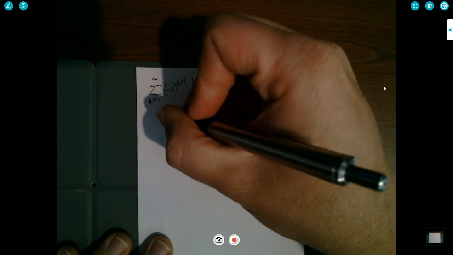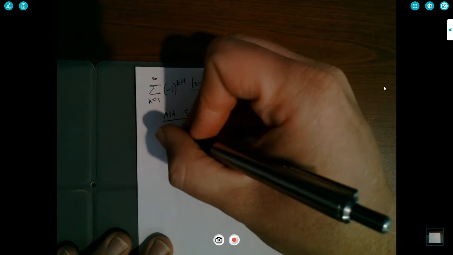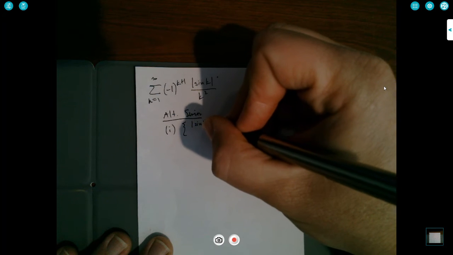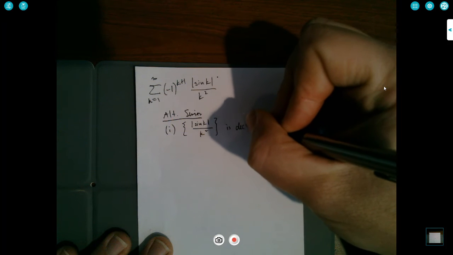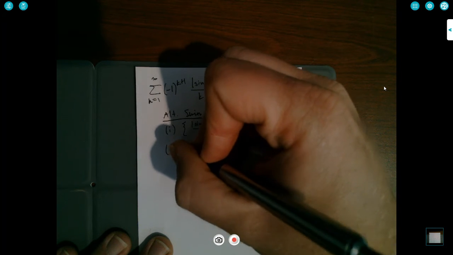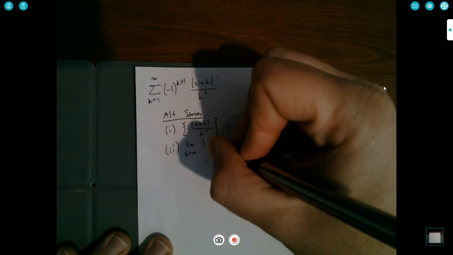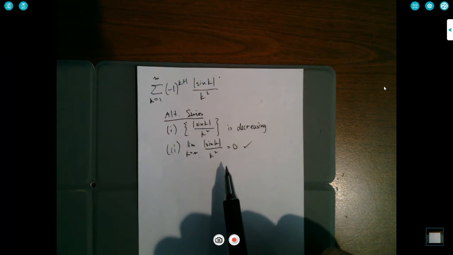Now in the alternating series test, you have to establish two things. First of all, you need to establish that the non-alternating part, in this case, the absolute value of sine k over k squared, is decreasing. And then second of all, you need to establish that the limit as k approaches infinity of the absolute value of sine k over k squared equals 0. Now this one you can show. The second condition is pretty easy to show.